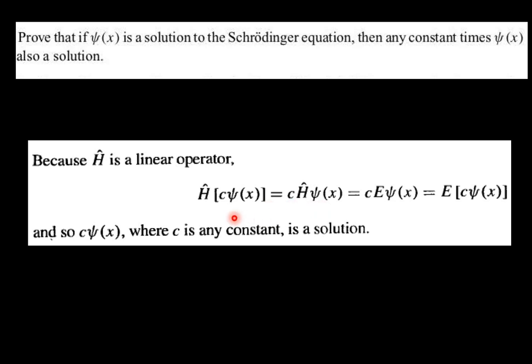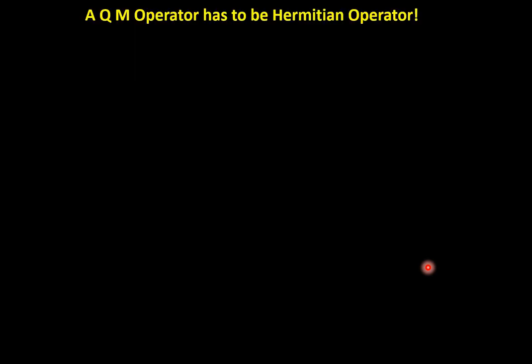So clearly, we see that C psi acts as an eigenfunction with the same eigenvalue E. So H C psi is E C psi. So C psi is also a solution. But our focus is not linearity, but Hermitian operator. It demands that a quantum mechanical operator has to be Hermitian, right? Why so? Let us first see what we mean by Hermitian operator.